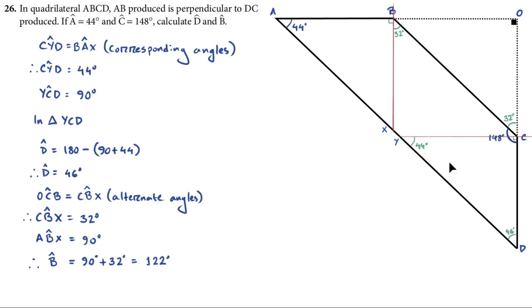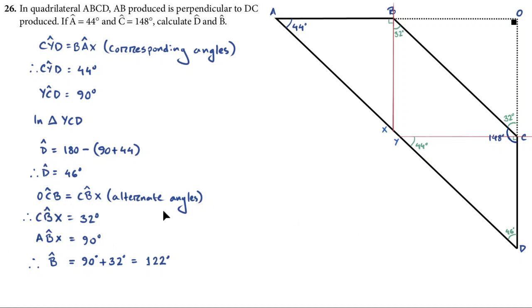So in triangle YCD, now we can find the angle D using the help of these two angles. So angle D will be, since the total sum of interior angles of a triangle is 180, 180 minus this 90 and 44 will give us the value for angle D, which is 46 degrees.